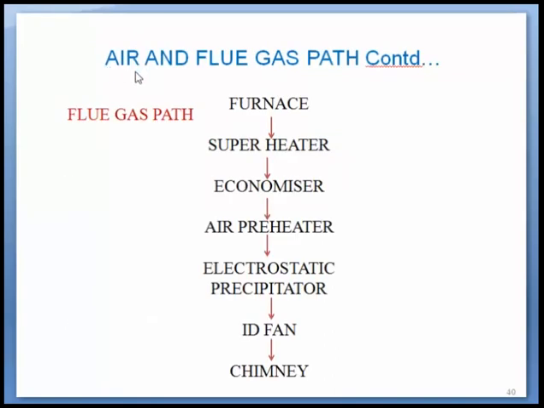Next important path is the air and flue gas path. In the flue gas path, the coal is combusted in the furnace, due to which flue gas is generated. This flue gas comes across the superheater, then goes across the economizer, then through the air preheater, and goes to the electrostatic precipitator. Then it is taken by the ID fan, and finally exhausted into the atmosphere with the help of the chimney.